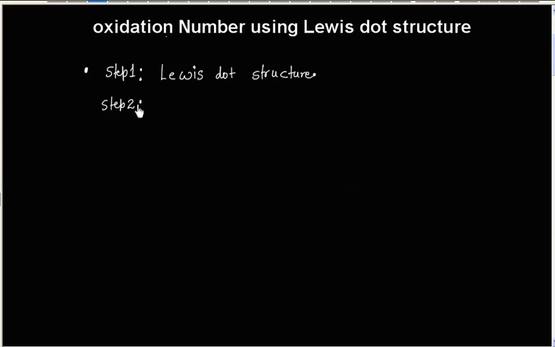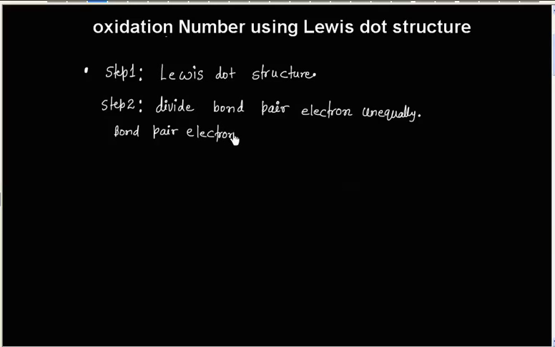we have to divide the bond pair of electrons unequally. So divide bond pair electrons unequally. And when I say unequally, this means both electrons from a bond pair will be given to the more electronegative atom. So the bond pair electrons should be given to the more electronegative atom.